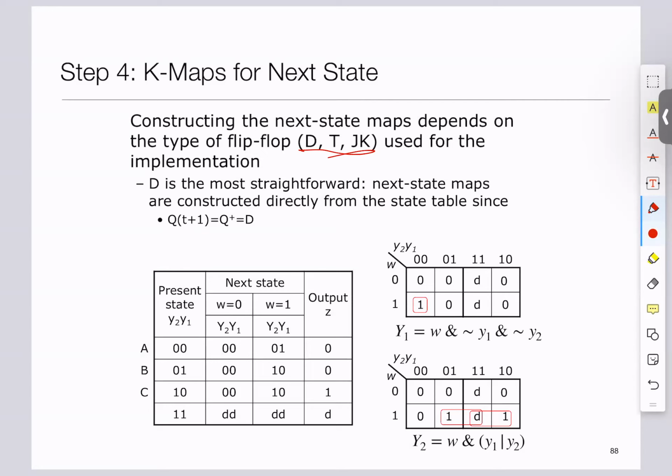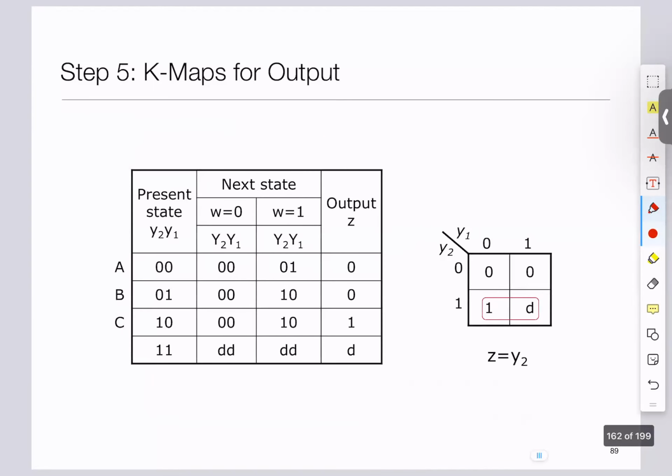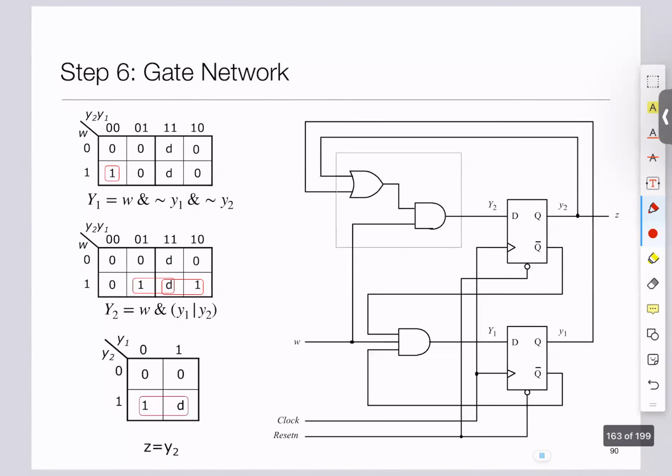Most commonly, and the one that I've been using in the lecture, is to use a D flip-flop, but it certainly could be done with other types of flip-flops. So in this particular case, the equations for uppercase Y2 and uppercase Y1 turn out like this. And finally, the output is just equal to y2. Okay, so we create that, and then finally we end up with the circuit.